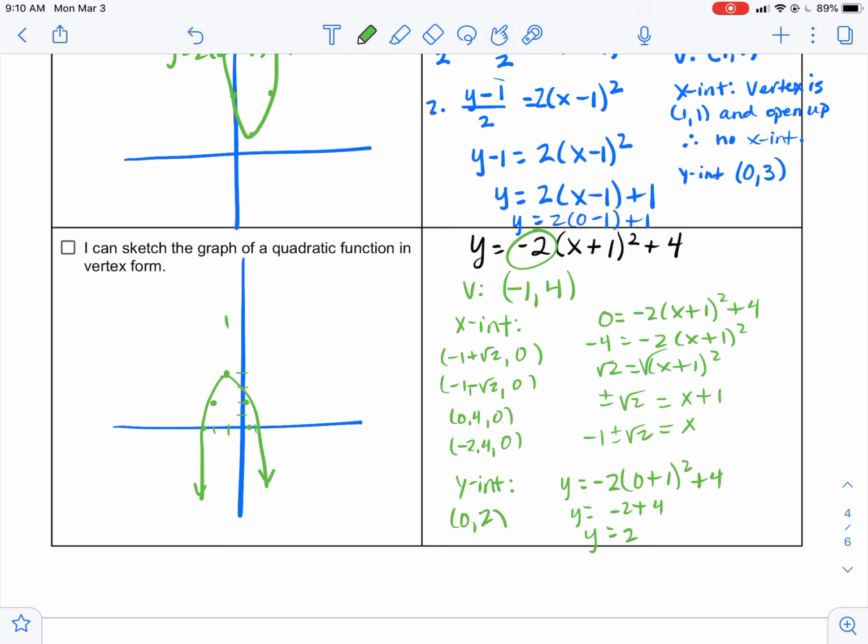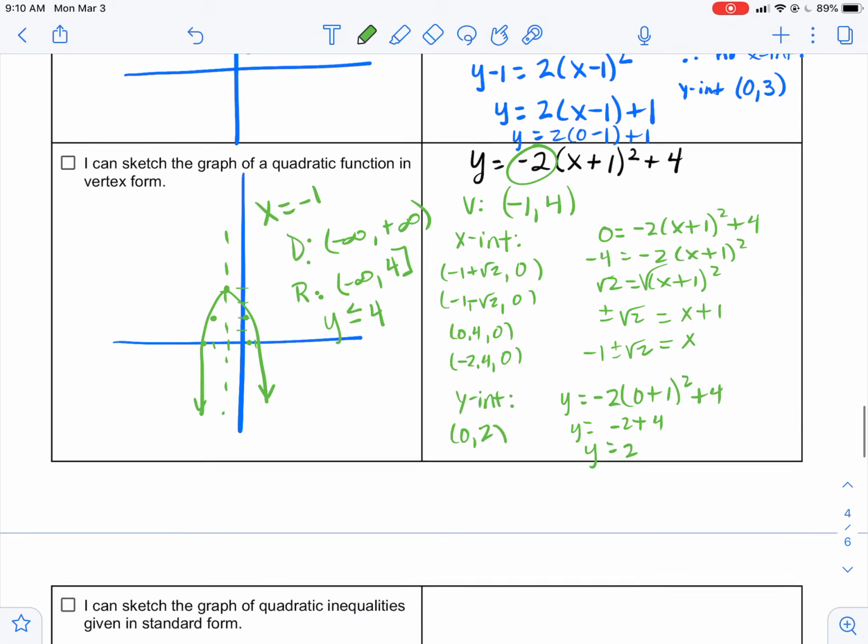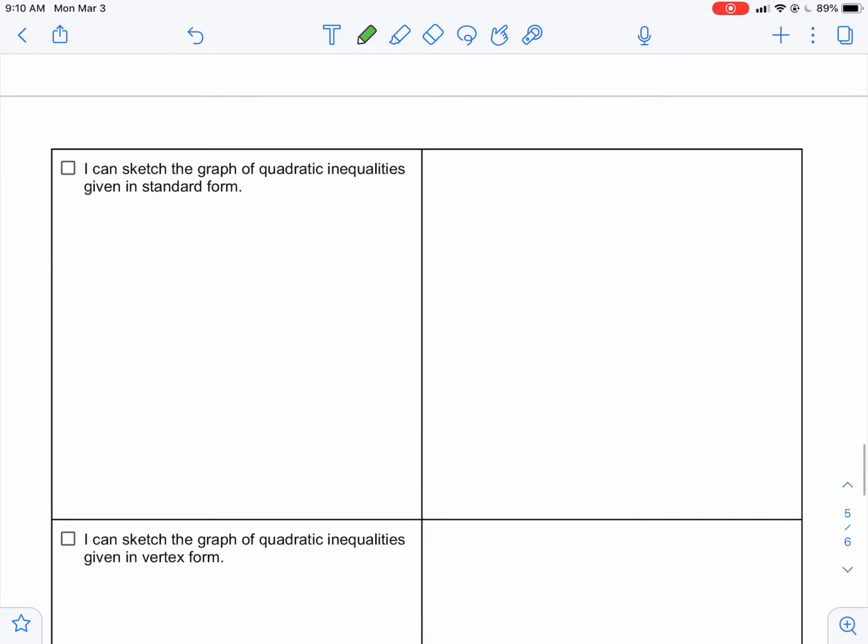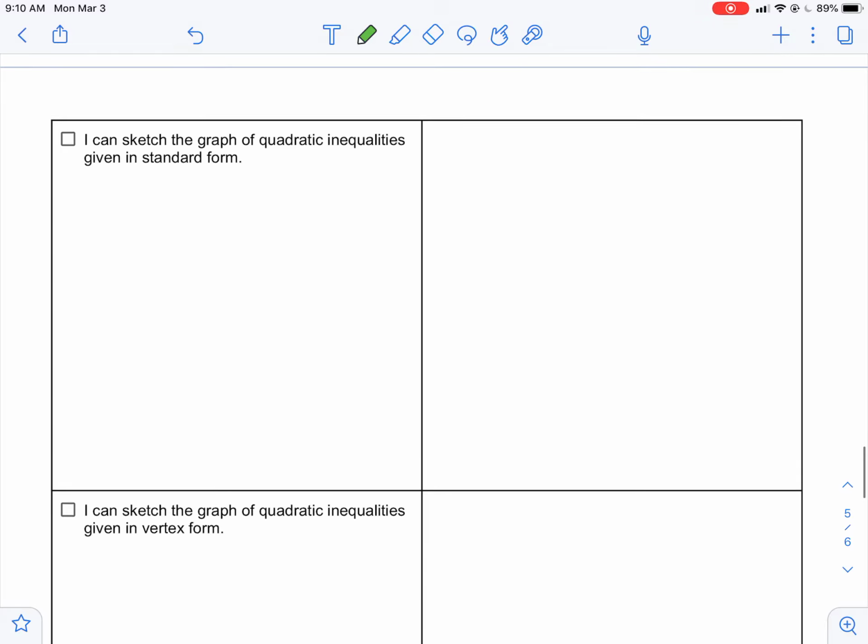Okay, you will be asked to dot in the axis of symmetry here, which would be x equals -1. Also state the domain and the range. Remember, your domain is negative infinity to positive infinity, and your range in this case would be from negative infinity up to 4, or you could say y is less than or equal to 4, either way. Okay, it is getting long on the video, so I'm not going to take much time here.